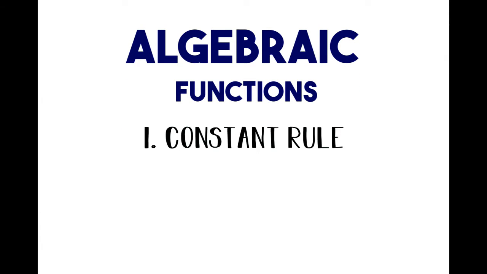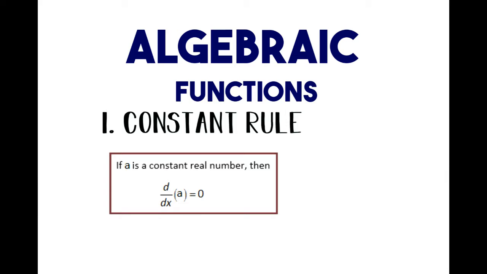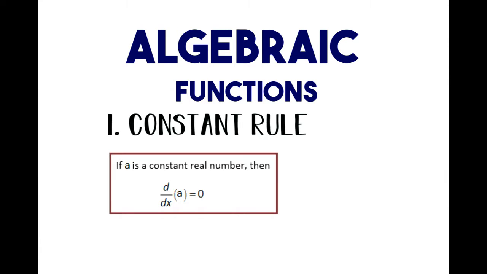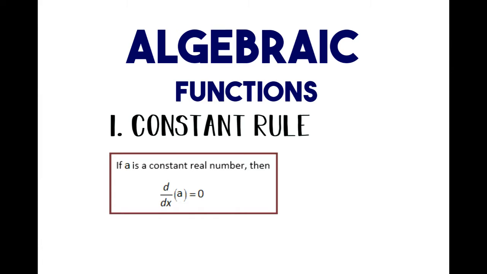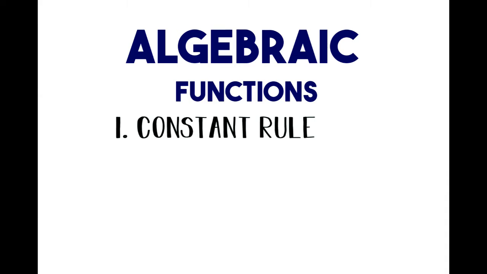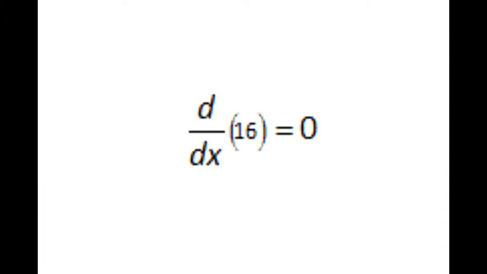Derivatives of algebraic functions. First, we have the constant rule. It states that if a is a constant real number, then the derivative of a is equal to 0. For example, sa constant rule, meron tayong constant real number na a, which is yung 16, knowing that equal sa 0 yung derivative ng mga constant real numbers, therefore yung derivative ng 16 is equal to 0.